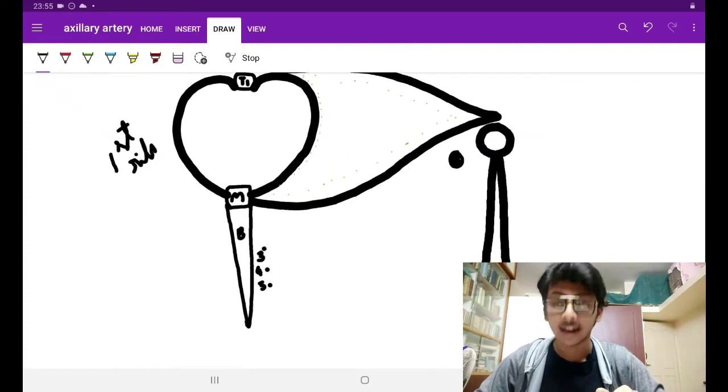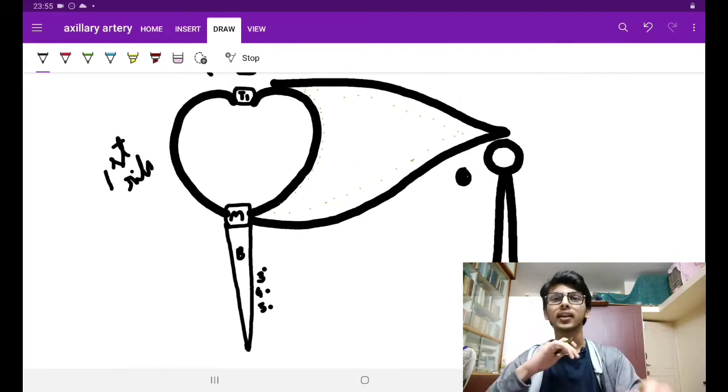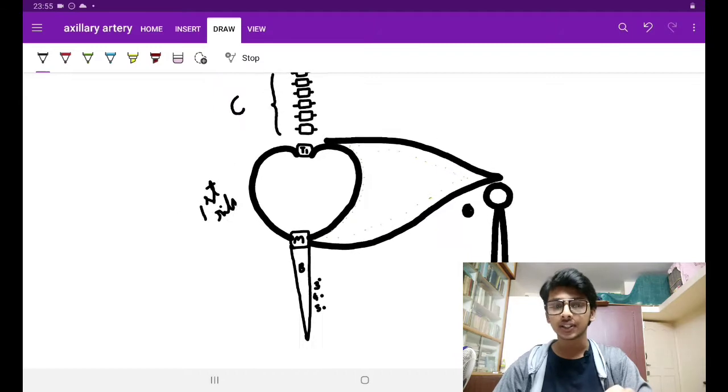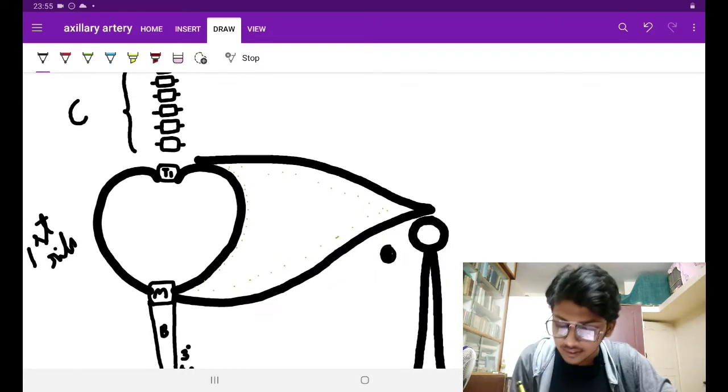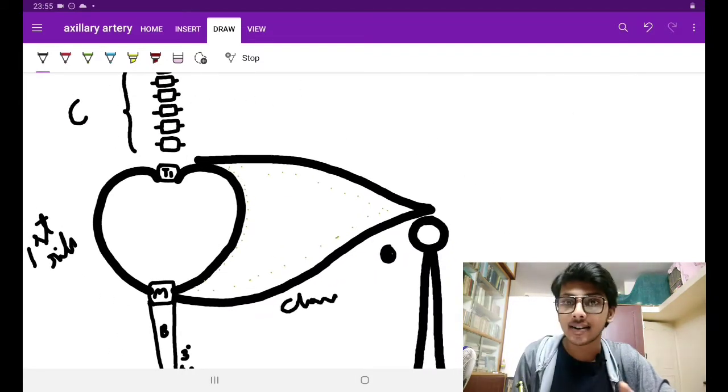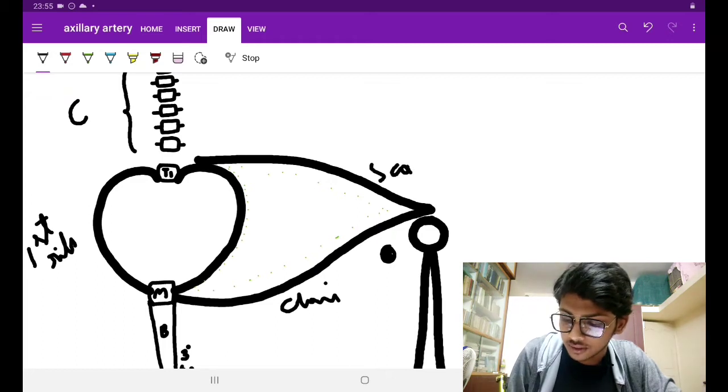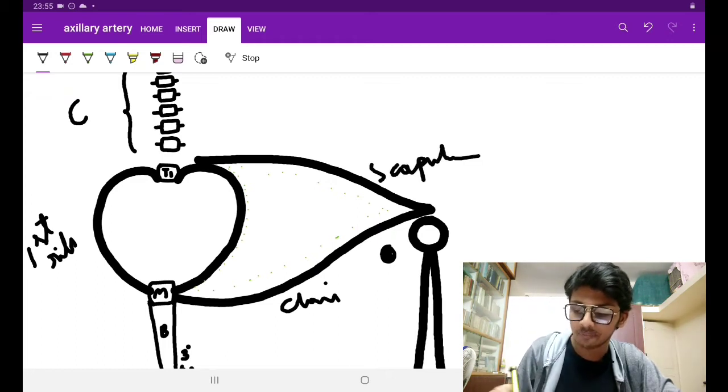Xiphoid process of the sternum will also be there. I haven't represented it here. See here guys, okay, that happened now. You got the orientation. See guys, this here is the clavicle anteriorly, and this here is the scapula posteriorly. Which part of the scapula? Superior border of the scapula.